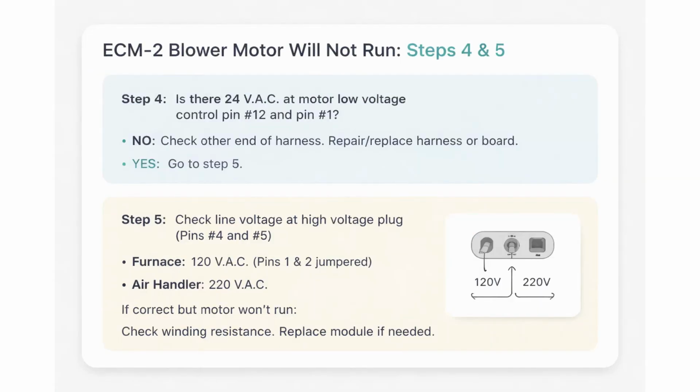Moving to step 4, verify that 24 volts AC is reaching the motor at pins 12 and 1. If it's missing, you have a broken wire in the harness or a bad control board. If the low voltage is good, step 5 requires checking the high voltage power plug at pins 4 and 5. Keep in mind, furnaces use 120 volts AC and require a jumper between pins 1 and 2, while air handlers use 220 volts AC. If the line voltage is correct and the motor still refuses to run, verify the winding resistance and replace the motor module.